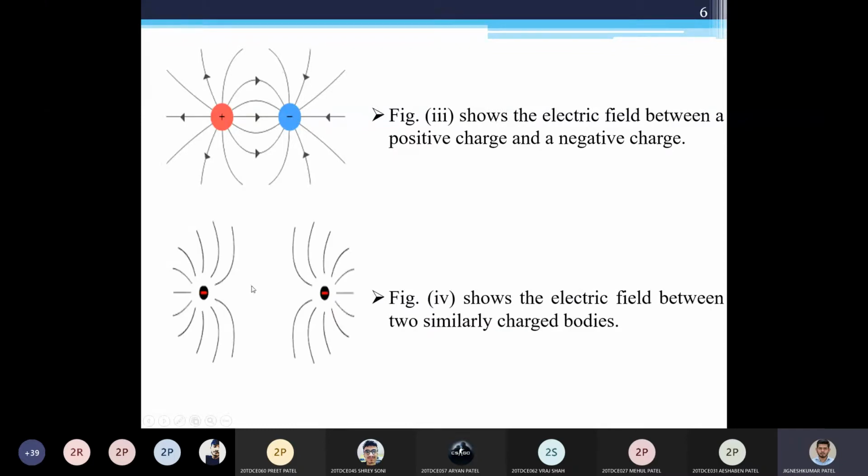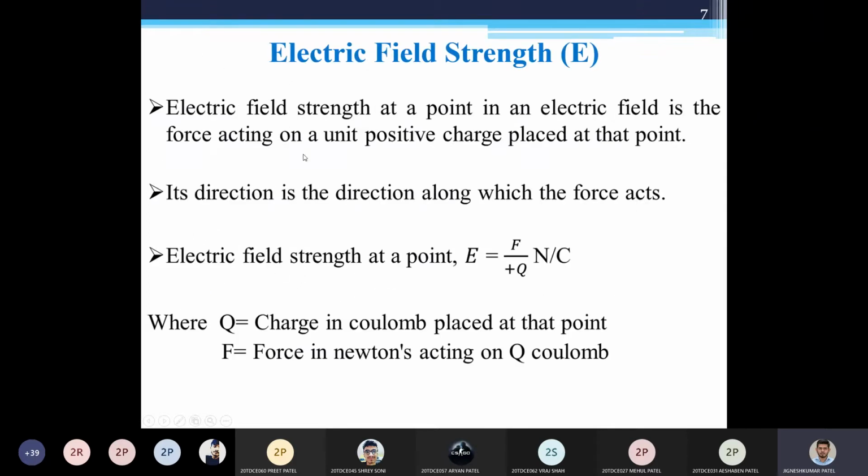For two like charges, both positive or both negative, the field lines repel each other. Then to measure how strong the electric field is, that is nothing but electric field strength. How is it measured? It is basically force per coulomb. Electric field strength is the force per coulomb of charge. It is always measured in newton per coulomb.